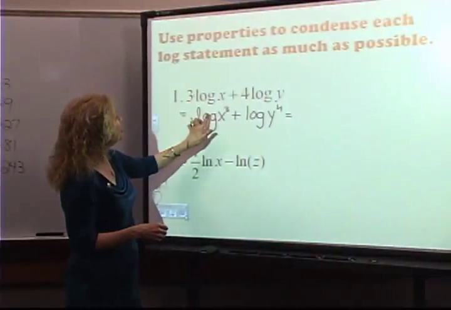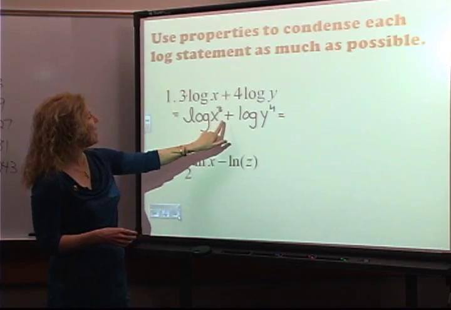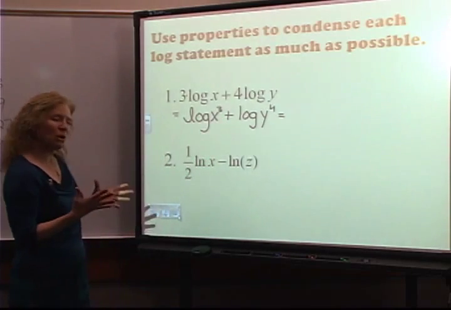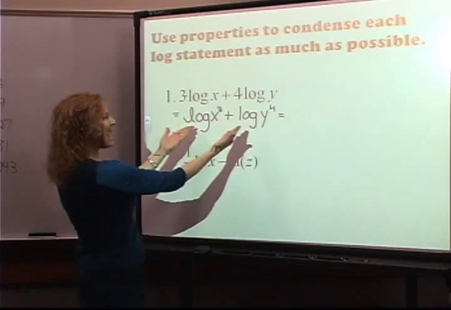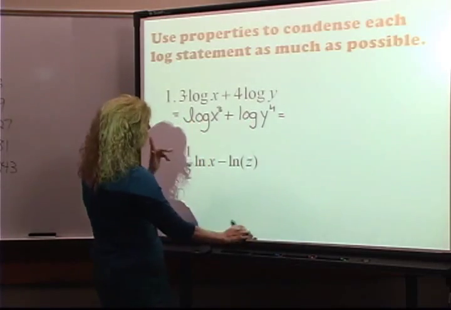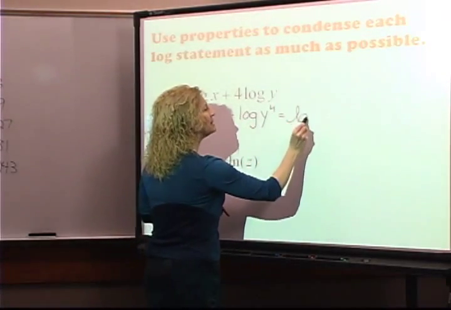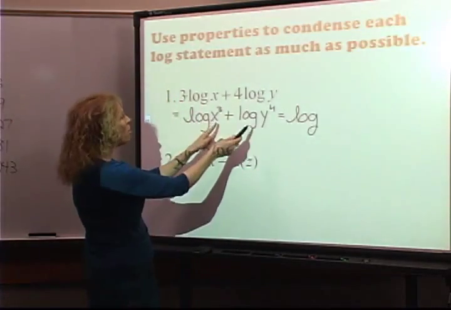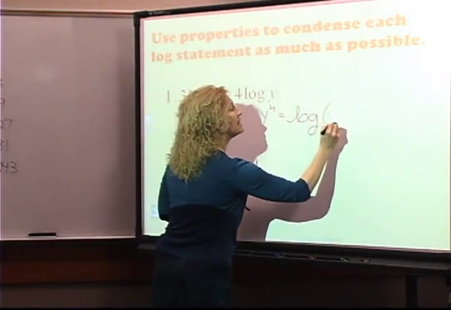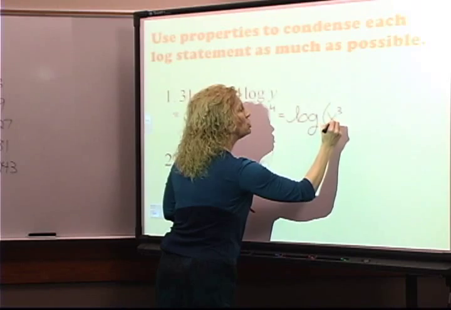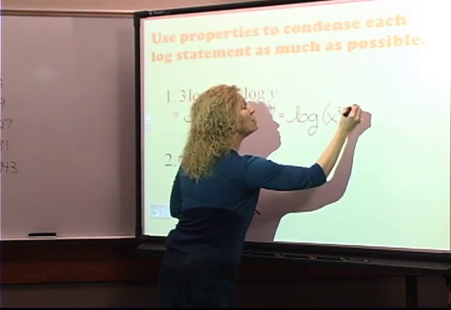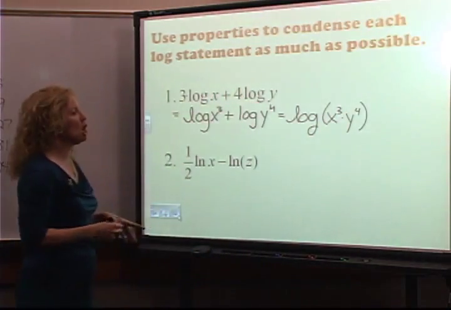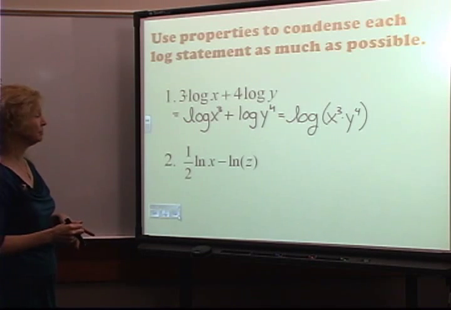So we applied those exponents up, and now we see that we have addition. When do we add two exponents? Well, we add two exponents when we were multiplying the inputs. So that becomes x cubed times y to the 4th inside of that log. Okay?